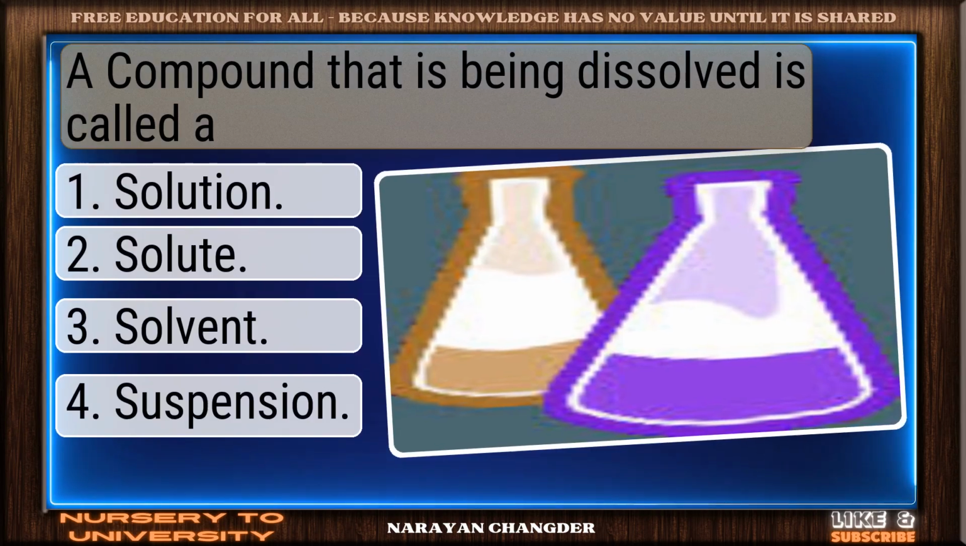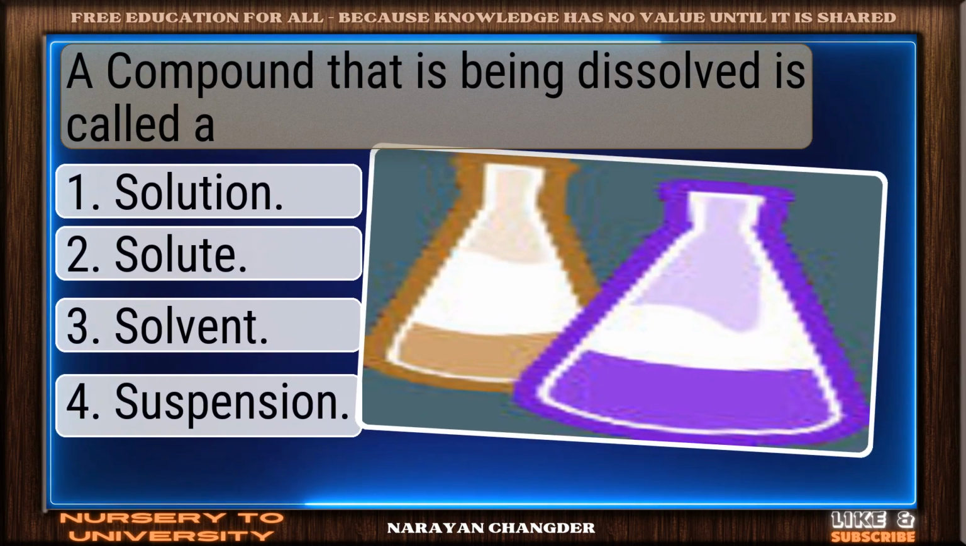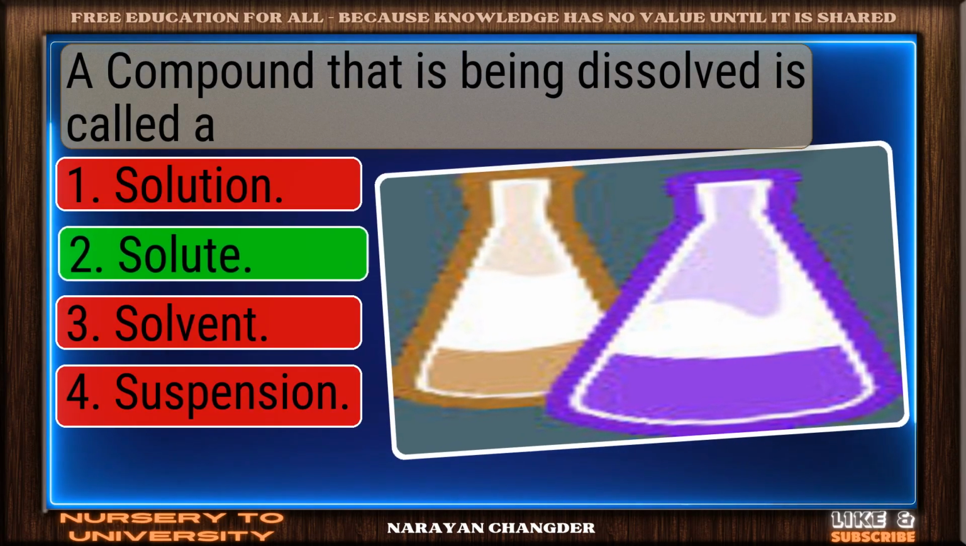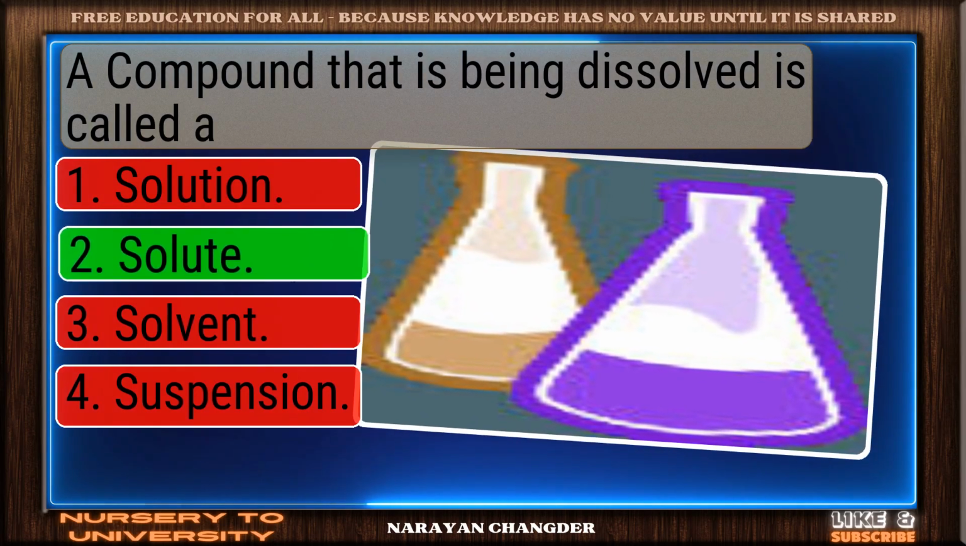A compound that is being dissolved is called a dash. You're right. Solute is the correct answer.